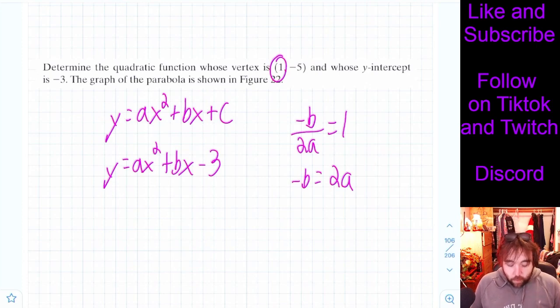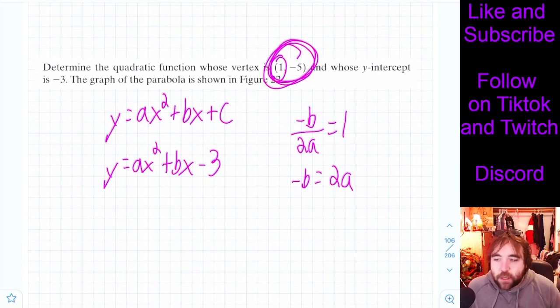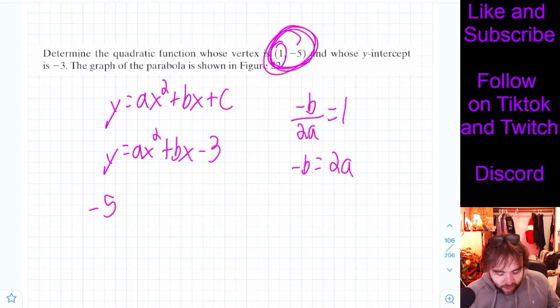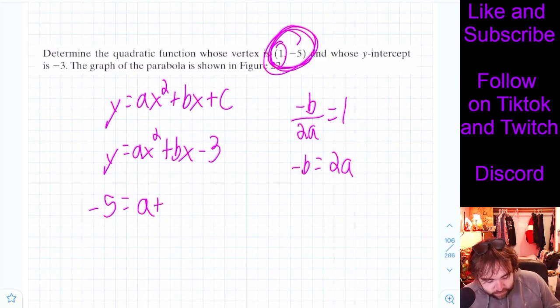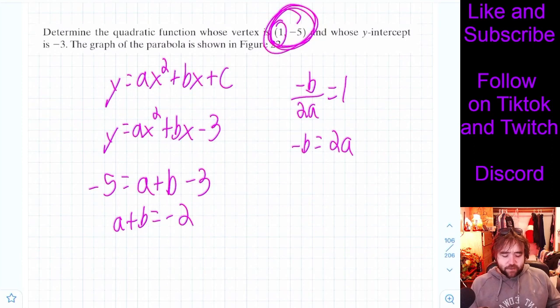Okay. So what I would do from this is now I would say we can do one more thing. We have a point here that we can plug in. We know that when we plug in 1 for x, we have to get negative 5 for y. So we can do that down here, and that'll get us another equation with a and b. And then we can do system of equation type things. So it's actually really nice because we're plugging in 1 for x, so that's just a plus b. And then minus 3. So now if we add 3 to both sides, a plus b is negative 2.